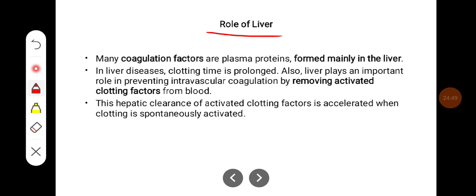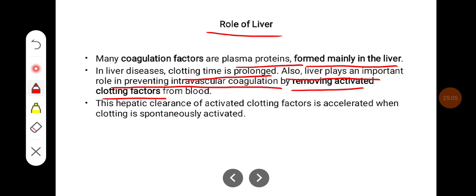The liver plays an important role in blood coagulation. Many coagulation factors are plasma proteins and they are formed mainly in the liver. In liver disease, clotting time is prolonged. Also, the liver plays an important role in preventing intravascular coagulation by removing activated clotting factors from the blood. This hepatic clearance of activated clotting factors is accelerated when clotting is spontaneously activated.